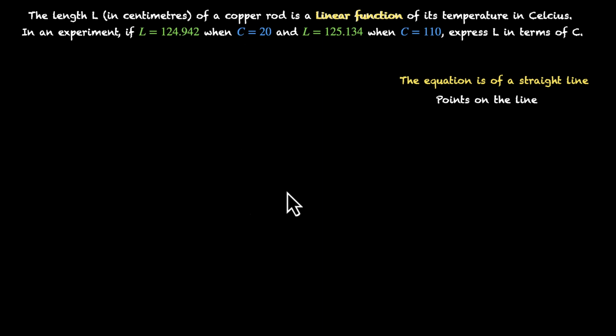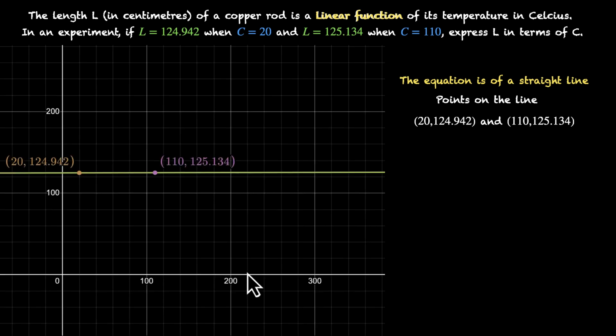If we put C on x-axis as input and L on y-axis as output, the points are 20, 124.942 and 110, 125.134. Now, if we graph these values, this is what the line would look like. It looks like a flat line, it's almost horizontal, but the slope is not 0. If the slope was 0, the value wouldn't have changed, but the value changes. The value moves up from 124 point something to 125 point something. So the value is increasing at a very slow pace.